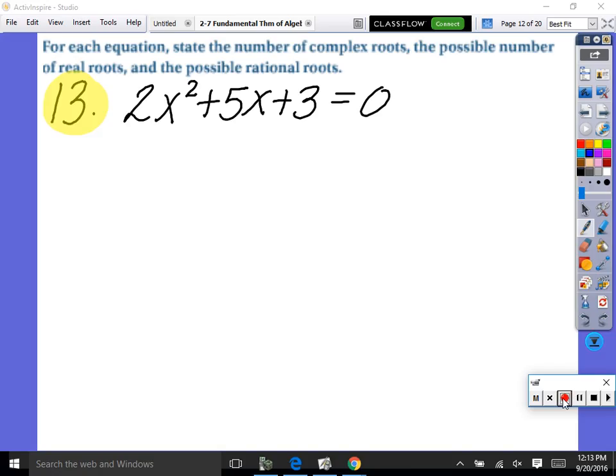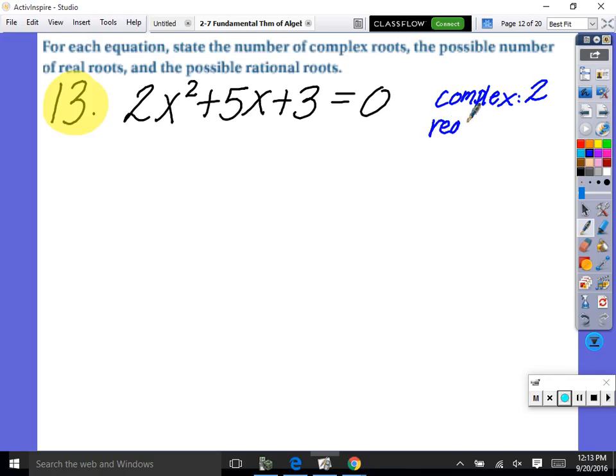So it says, for each equation, state the number of complex roots, which we talked about, the possible number of real roots, and the possible rational roots. So we're going to do 13. So first of all, the possible number of complex roots, and we're going to keep it nice and orderly. Complex is the highest degree, correct? It's how many roots are we going to have total, right? So we're going to do the highest degree too, correct, everybody? Okay, awesome.